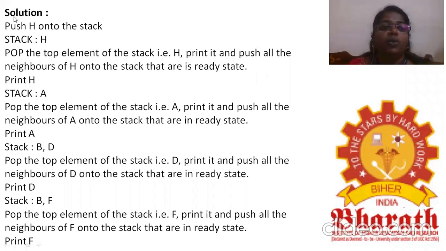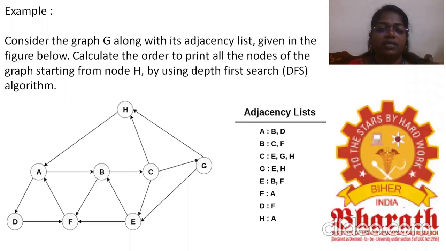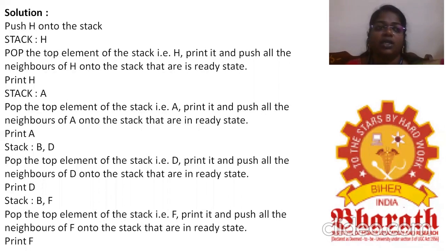So what we will do initially, we have to push the starting node onto the stack. What is the starting node here? H is the starting node. So we push H onto the stack. Now what is in the stack? H we are having inside the stack. After pushing the node H into the stack, we have to pop the top element. Now we are having only one element inside the stack, that is H. So we have to pop the H and we have to print H.